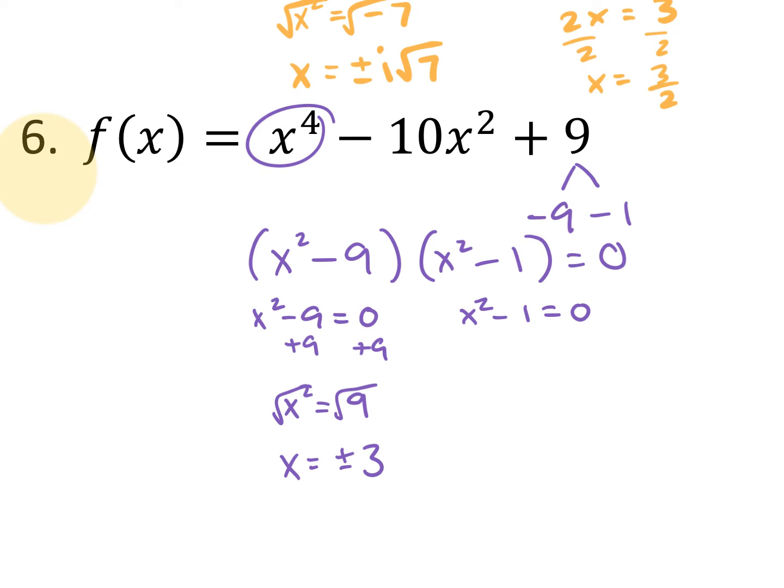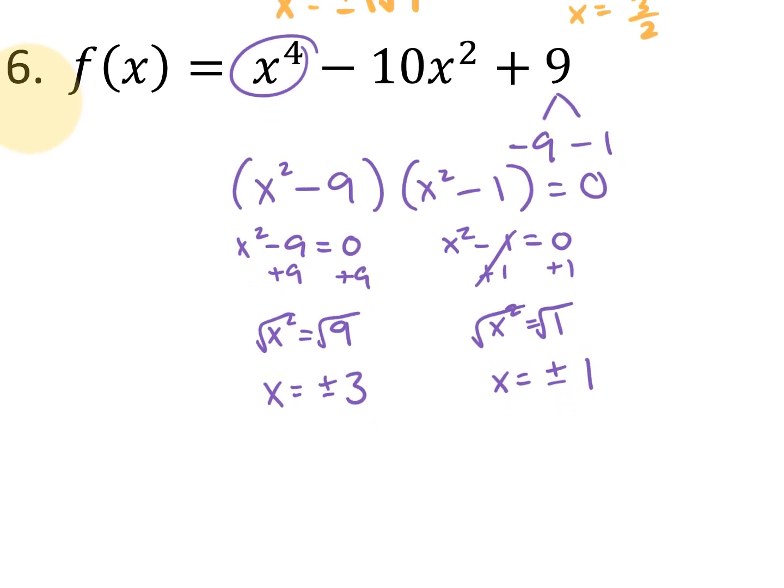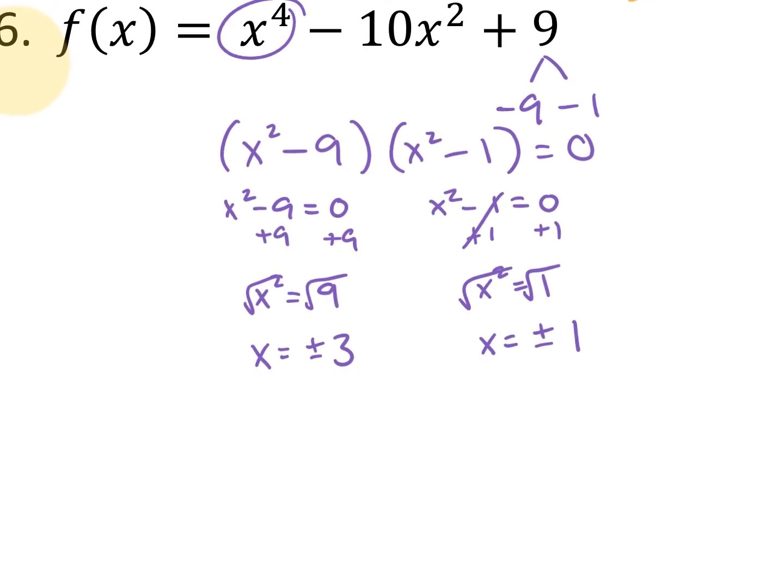So now we're going to do the same thing with our other little equation here. We're going to add 1 to both sides. So x squared is equal to 1. Square root both sides. So x is equal to what? Plus or minus 1. Perfect. Remember, you can take the square root of 1. So many people on the last test just left it as square root 1. See, square root of 1 is 1. So my zeros are 3, negative 3, 1, and negative 1.